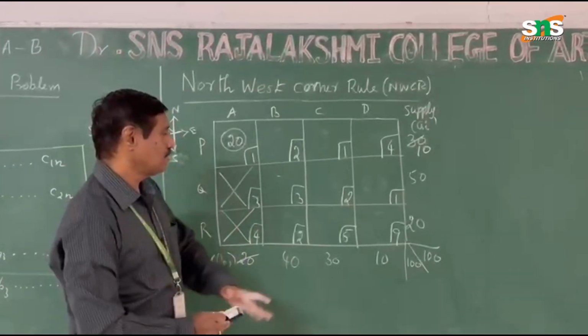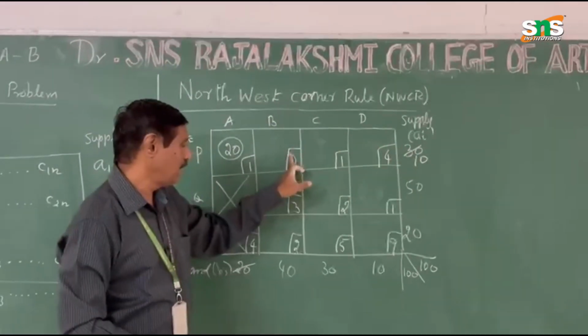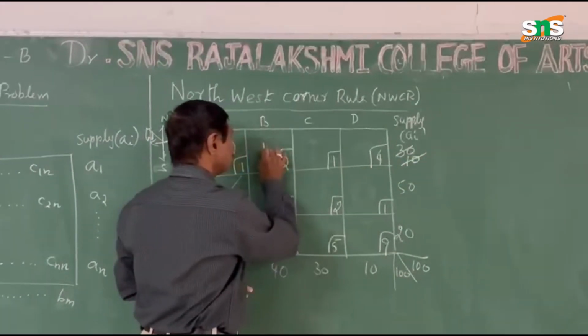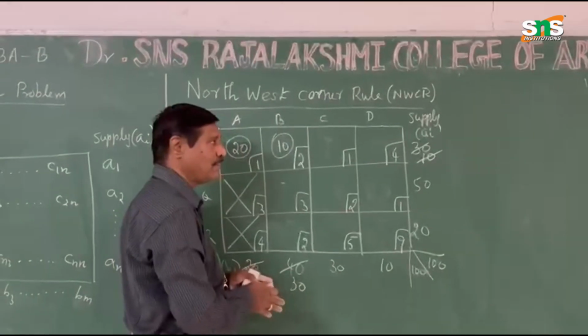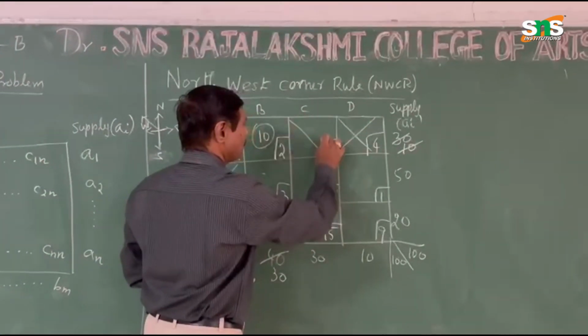Next northwest corner cell is this cell. The corresponding supply is 10 and the demand is 40. Here we have only 10 supplies available, so take all the 10 and fill this demand. We still have 30 demand. From that there is no supply available, so block this.